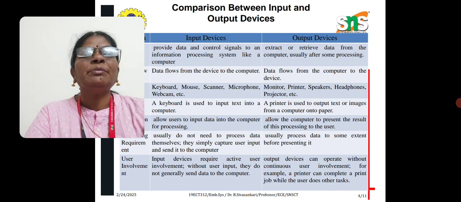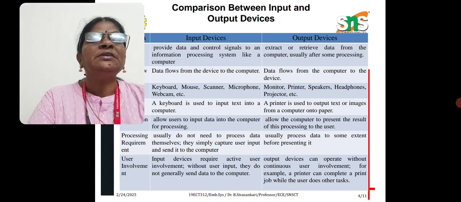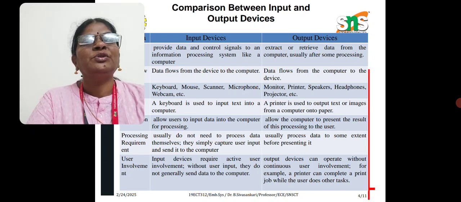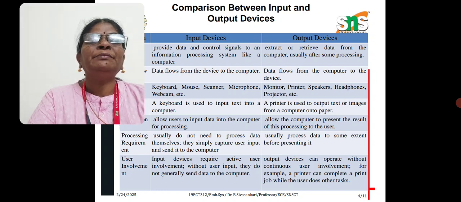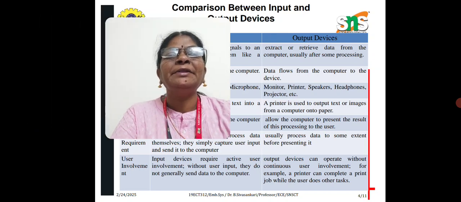Then what about the data flow? For an input device, the data flows from the device to the computer, and for an output device, the data flows from the computer to the device. So what are the types of input and output devices? Input devices are keyboard, mouse, scanner, microphone, webcam. And output devices are monitor, printer, speakers, headphones, projector, etc.